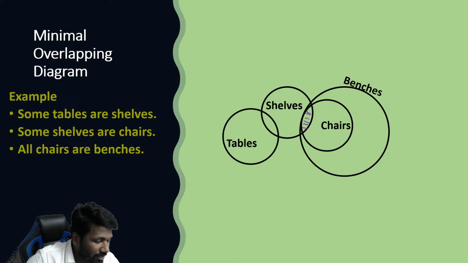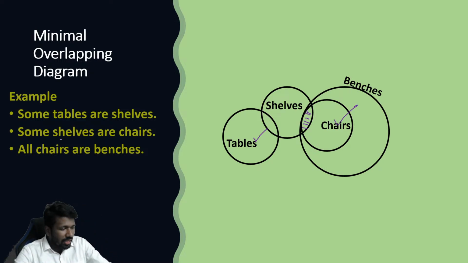In another chapter we say worst case scenario. In the worst case, there won't be any intersection between table and chair. That is also possible, right? That is not an impossibility. So that is also possible.